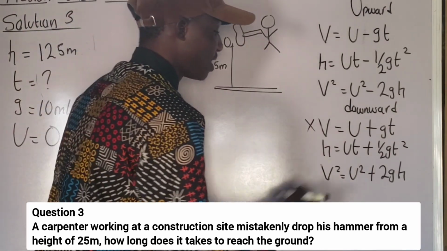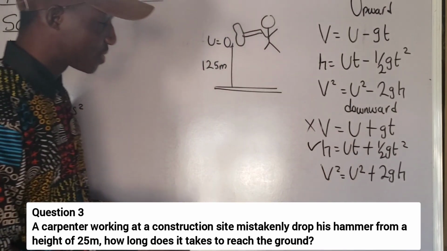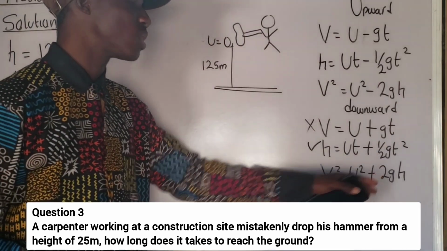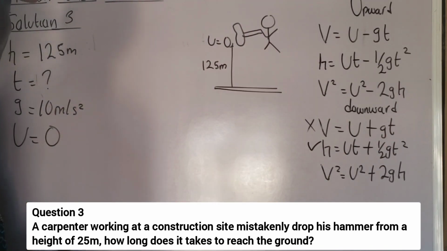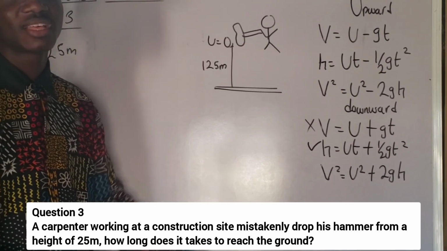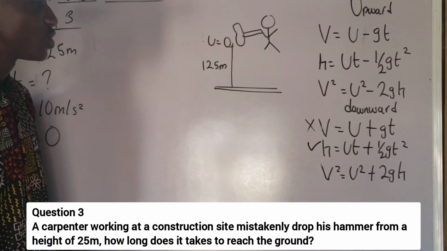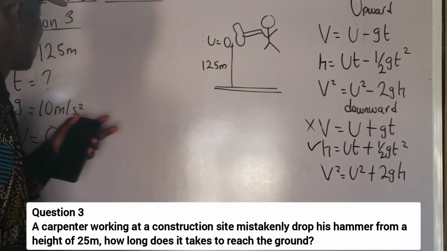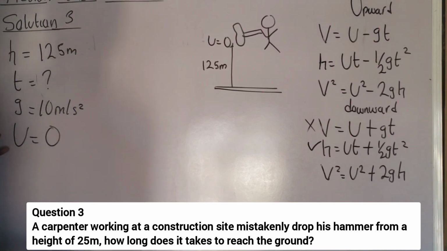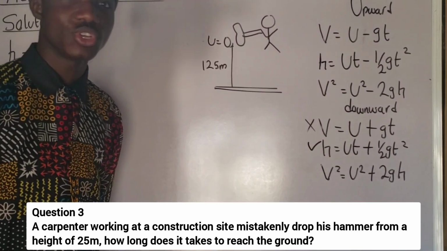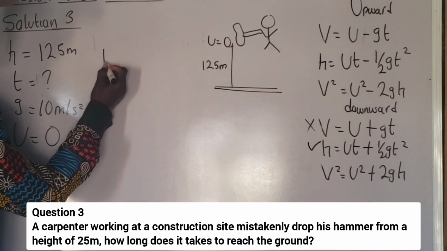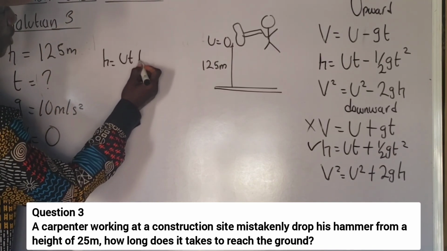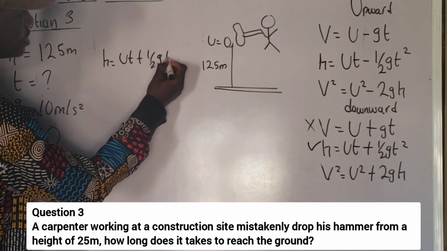You understand? Now, let us check the third equation. The third equation is v squared equals u squared plus 2gh. We cannot use the third equation. The reason is because we are not given the value of the final velocity. You understand? So, the best equation that goes with these parameters given in the question is the second equation. Do you understand? So, h equals ut plus 1/2 gt squared.